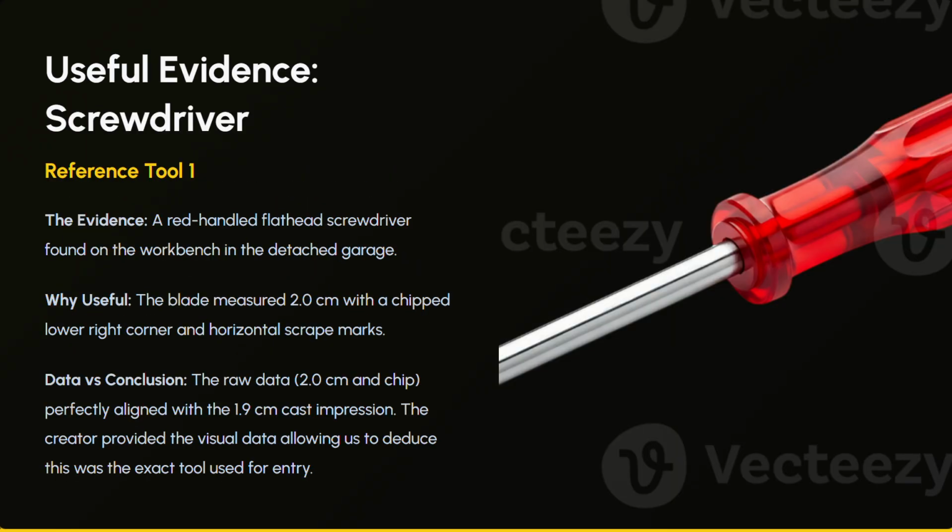Again, more useful evidence here: a red-handled flathead screwdriver found on the workbench in the detached garage. The blade was measured at 2 centimeters with a chipped lower right corner and horizontal scrape marks. The raw data and chip perfectly aligned with the 1.9 centimeter cast impression. The creator provided the visual data, allowing us to deduce this was the exact tool used for entry.